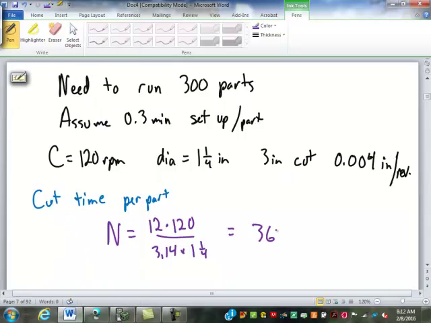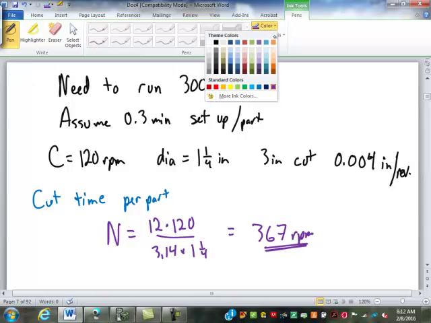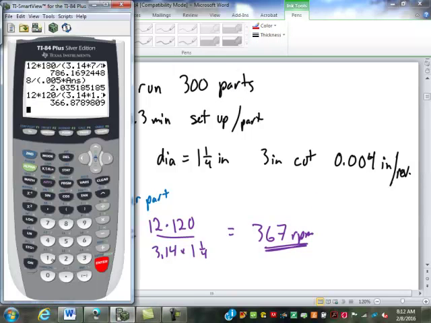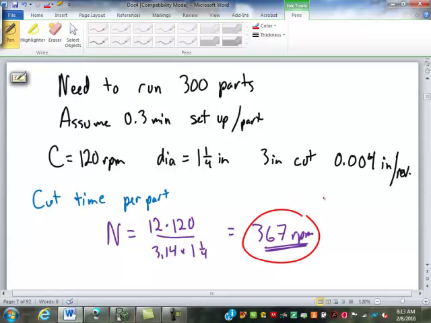Are you coming up with 367 for your RPM? Yes, no? No, I got like 5,000. So 12 times 120 divided by, make sure you put the 3.14 times. I multiplied it, sorry. Okay, I changed one number. Gotcha. So we're at 367 RPM.